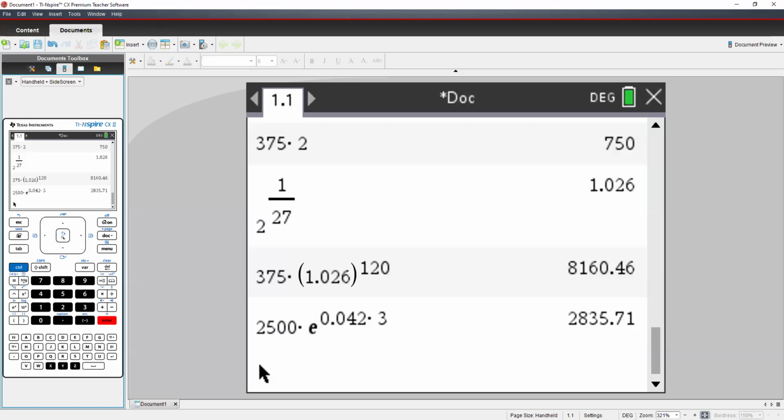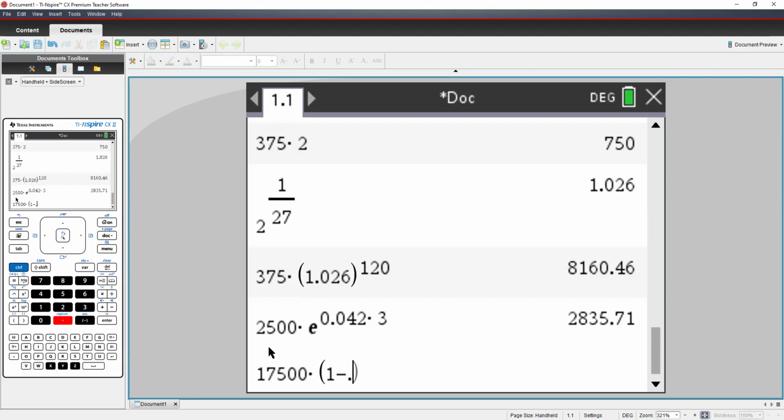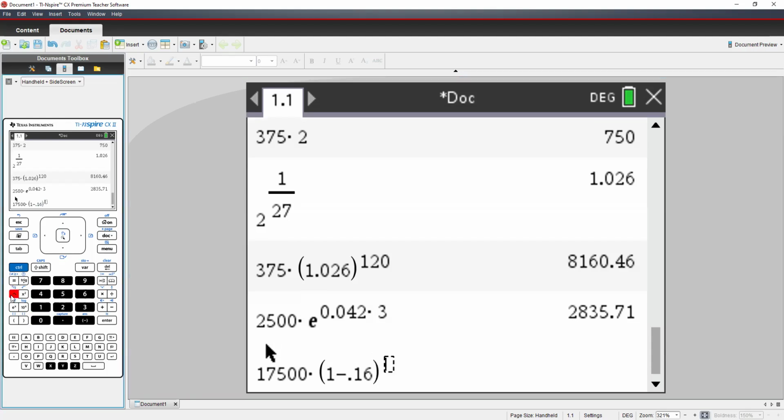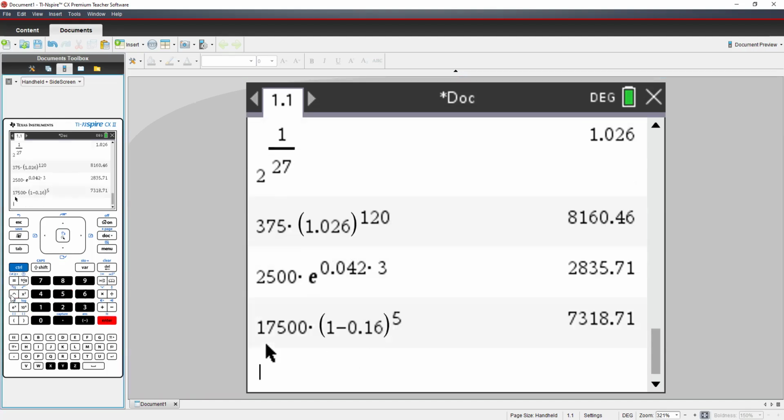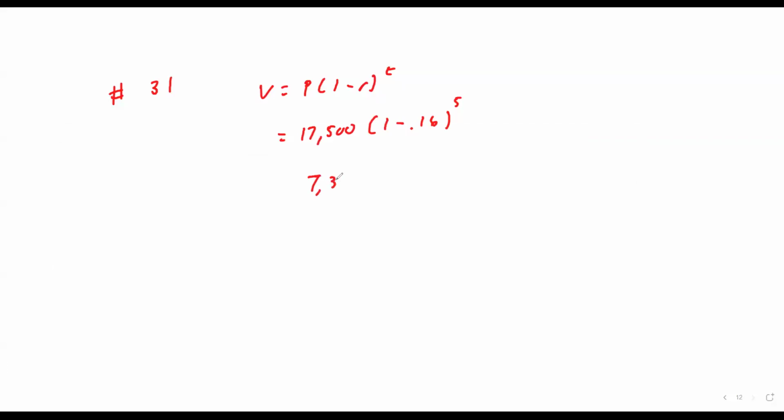Again, make sure I'm sharing. Okay, so this would be 17,500 times parentheses 1 minus 0.16, raised to the 5 years. So your $17,500 car is now worth $7,318.71.